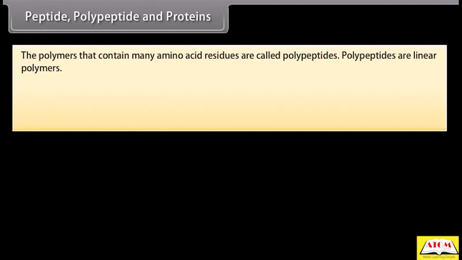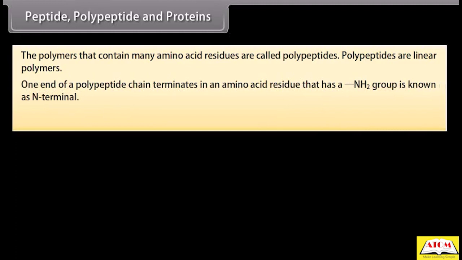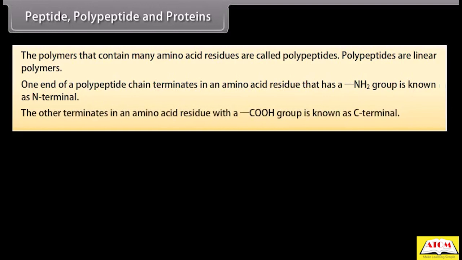The polymers that contain many amino acid residues are called polypeptides. Polypeptides are linear polymers. One end of a polypeptide chain terminates in an amino acid residue that has an NH2 group, known as N-terminal. The other terminates in an amino acid residue with COOH group, known as C-terminal.